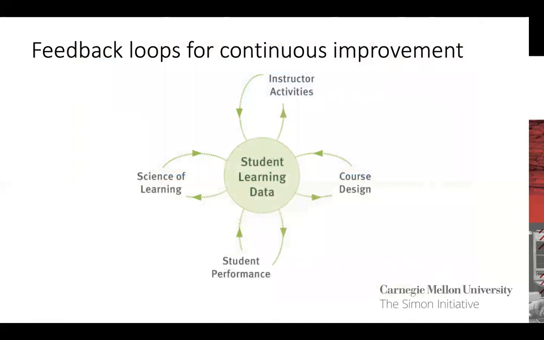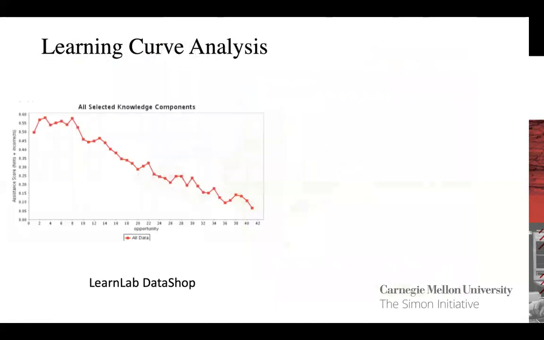So we talked about feedback loops for educators, feedback loops for students, but we also want to be able to leverage this data to iteratively improve our courses and to more broadly improve our understanding of how learning works. On the course design side, OLI integrates with a large number of tools to help us in improving our instruction. One of these is a tool called Learning Curve Analysis. It comes to us from the Learn Lab and the Pittsburgh Science and Learning Center. I don't know how many of you have seen learning curves before, but let's quickly go through this.